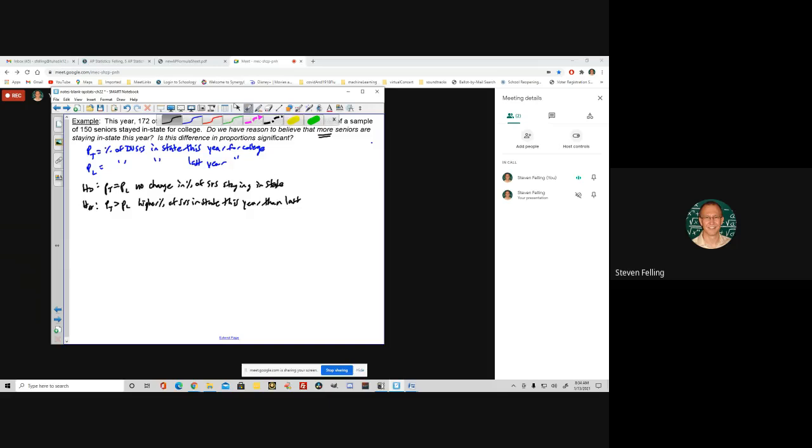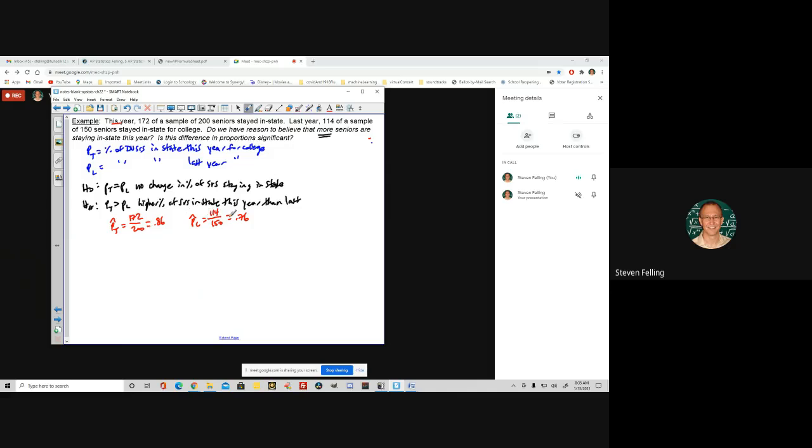Now we're going to go ahead and look at what we have for what actually happened in the experiment. So this year, my p hat value is 172 out of the 200 seniors, right? Which would be 0.86. And then last year, we had a sample of 150 seniors taken and 114 of them stayed in state. It's not required that these match, but it turned out that 76% of the people stayed in state last year. Okay, so it does look like on the surface, a higher percentage of seniors are staying in state this year than last year.